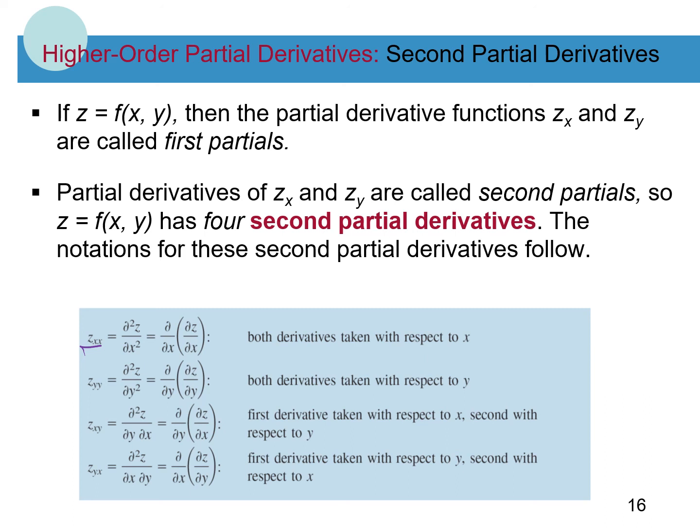Then we have also zyx, which means that we are doing the first derivative of z with respect to y. Then for the second derivative, we derive with respect to x. Therefore, this can be written as d squared z over dx dy, or d over dx times dz over dy. So this means that the first derivative is taken with respect to y, then after that with respect to x.